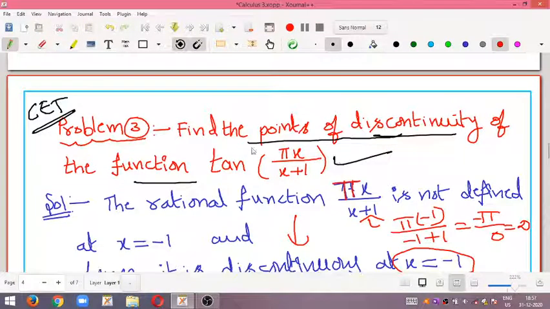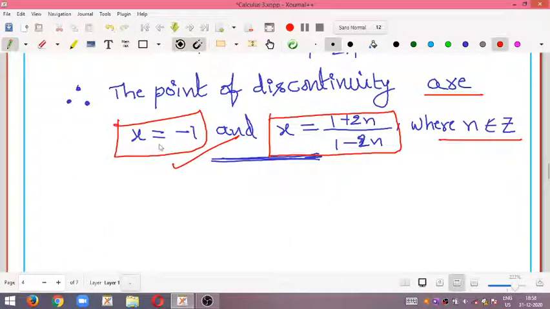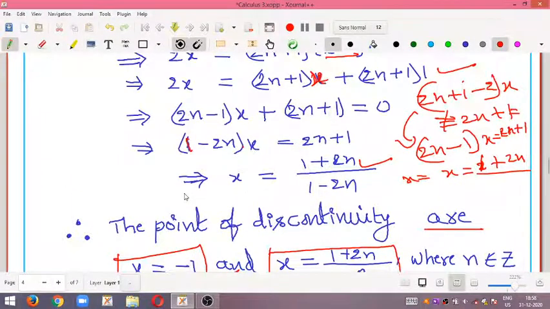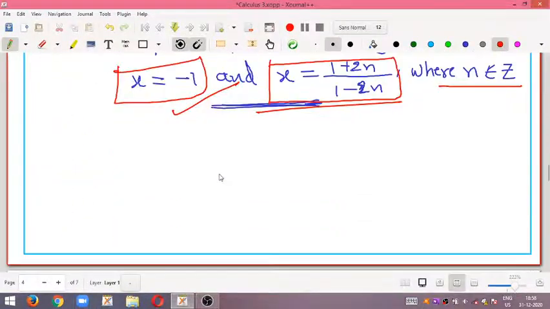Find the points of discontinuity of the function tan of pi x by (x plus 1). So the discontinuities are at x is equal to minus 1 and x is equal to (1 plus 2n) by (1 minus 2n), for the function tan of pi x by (x plus 1). If it is clear, I will move on to the next problem.